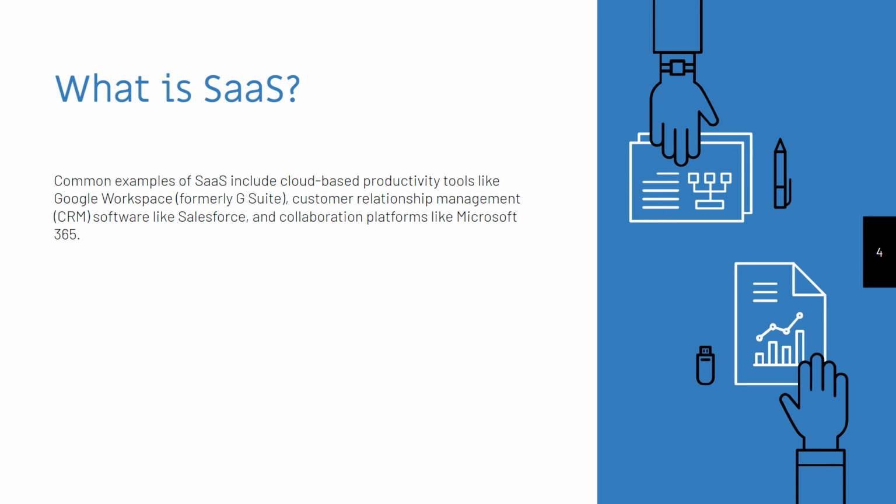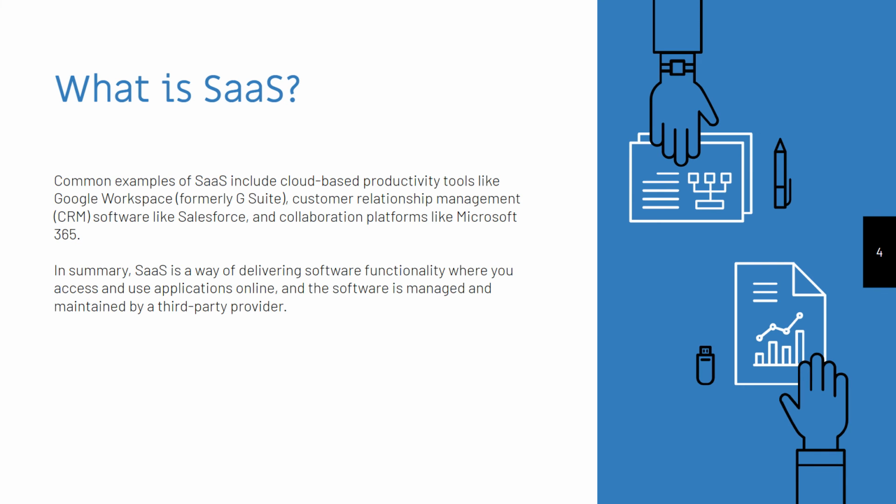Common examples of SaaS include cloud-based productivity tools like Google Workspace, formerly G Suite, customer relationship management (CRM) software like Salesforce, and collaboration platforms like Microsoft 365.